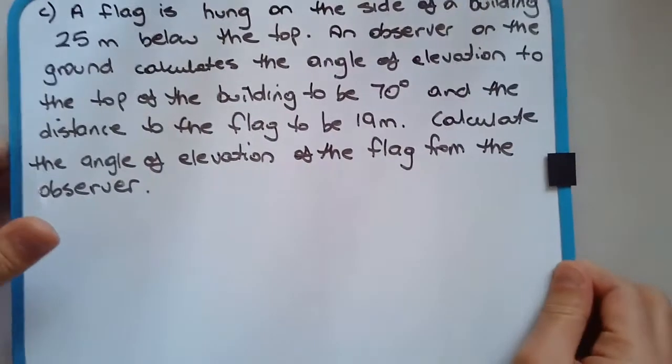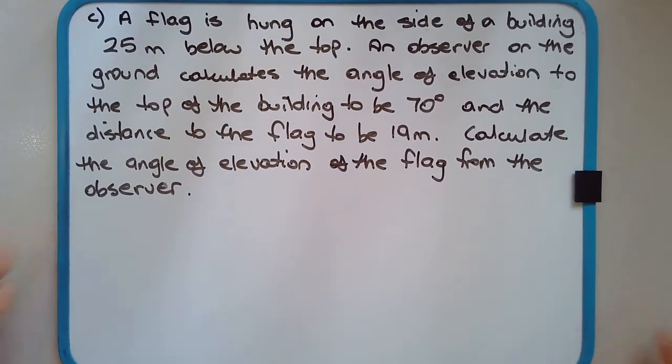All right, let's have a look at another one. Here it is, back of the board. Give you a moment to have a read of that. A flag is hung on the side of a building, 25 meters below the top. An observer on the ground calculates the angle of elevation to the top of the building to be 70 degrees and the distance to the flag to be 19 meters. So this is from the observer. Calculate the angle of elevation of the flag from the observer.